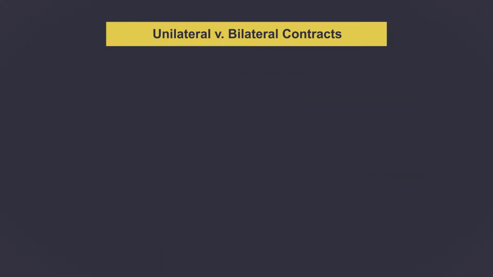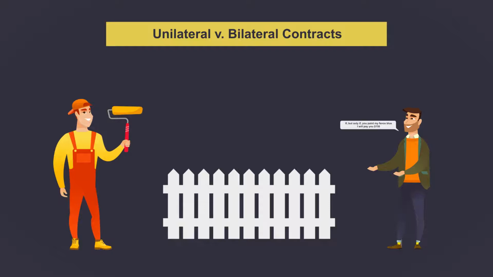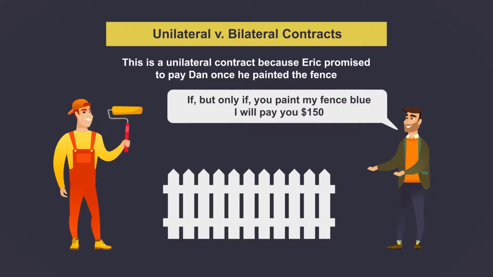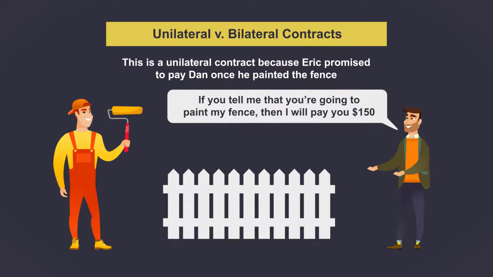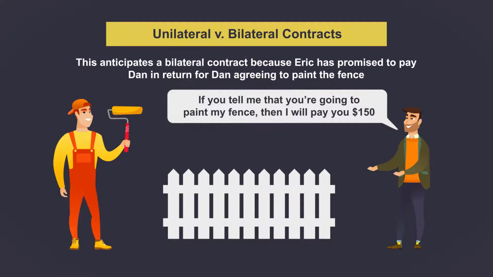Consider the following examples. Eric wants to have his fence painted by Dan. Eric calls Dan and says, "If but only if you paint my fence blue, then I'll pay you $150." This anticipates a unilateral contract, because Eric promised to pay Dan once he painted the fence. Alternatively, Eric could have said to Dan, "If you tell me that you're going to paint my fence, then I'll pay you $150." This anticipates a bilateral contract, because Eric has promised to pay Dan in return for Dan agreeing to paint the fence.